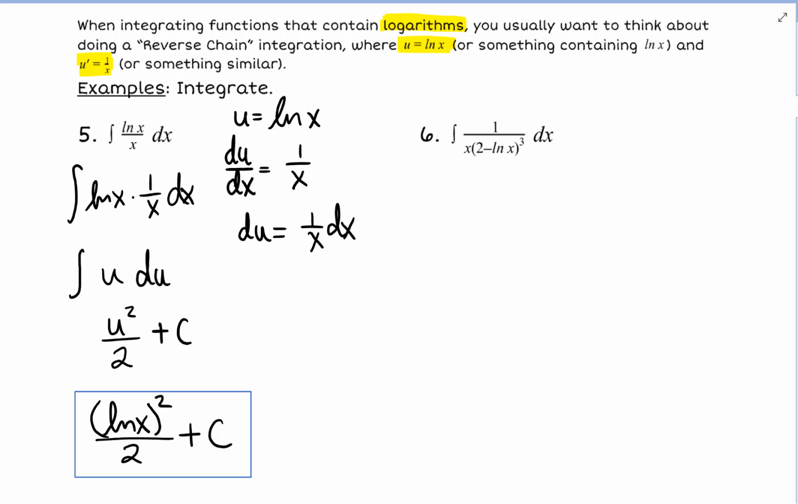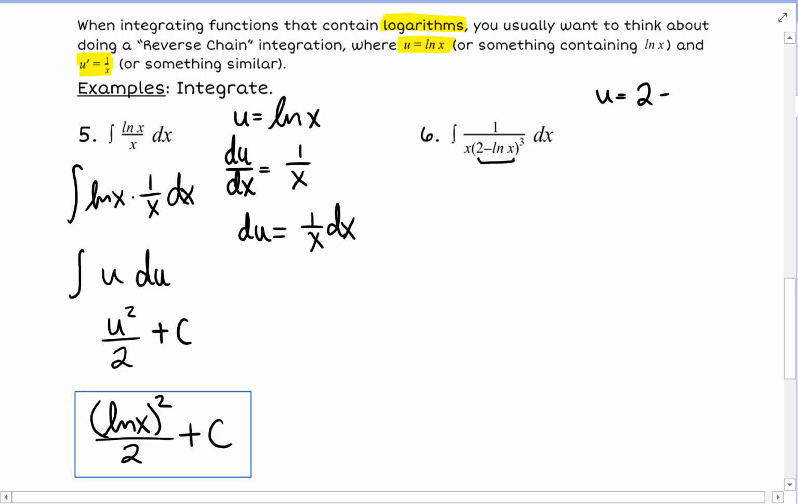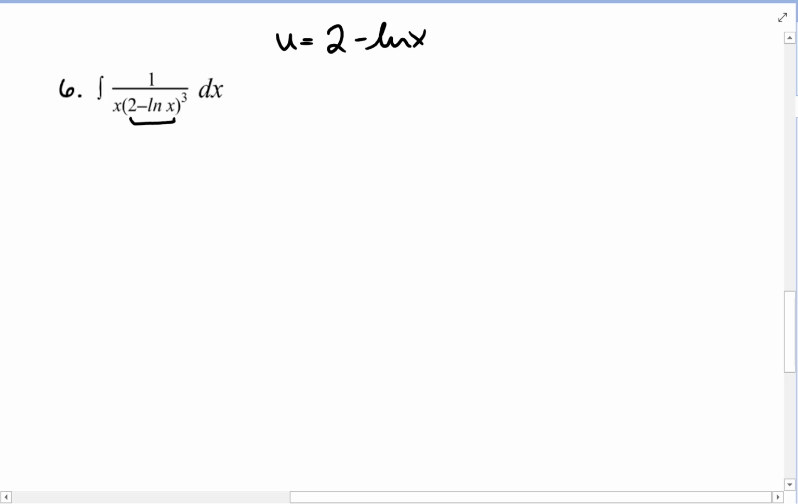This time I have a quantity that involves a natural log, so I'm going to first try making that entire quantity our u and see if that works. This would make du dx equal to 0 minus the derivative of natural log x, which is just 1 over x. So we have du over dx is negative 1 over x. And in solving for du, I get negative 1 over x dx.